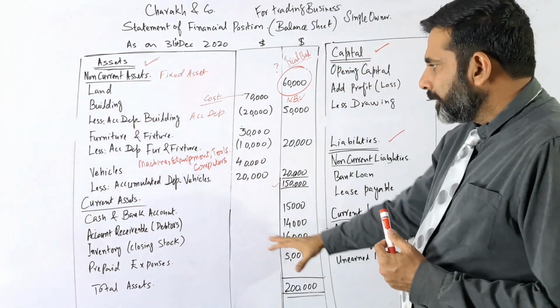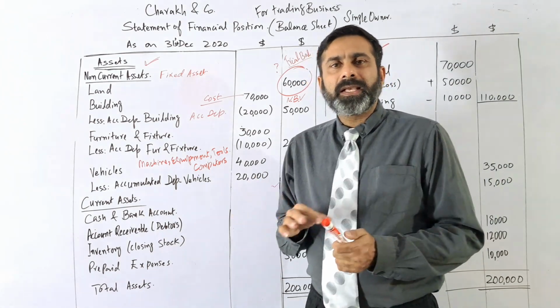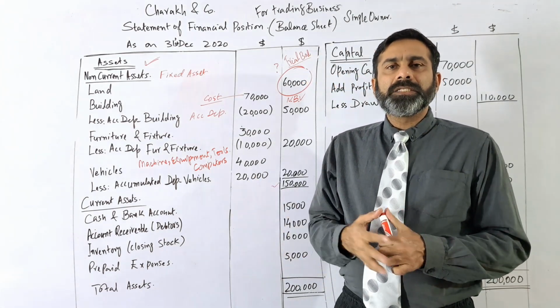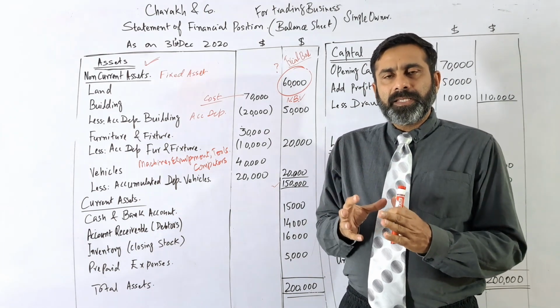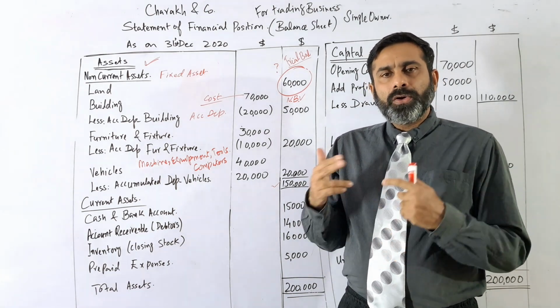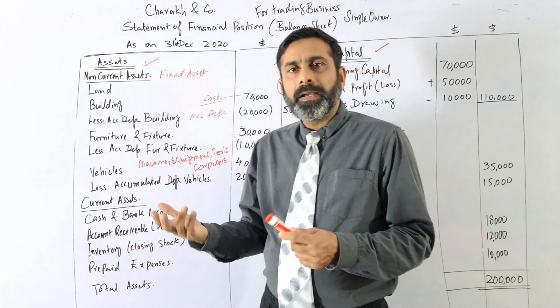Now we come to the current asset. Current asset is where the convertibility into cash is very easy, or the useful life of that thing is less than 1 year, or we are using it for resale purposes, so that is normally a current asset.